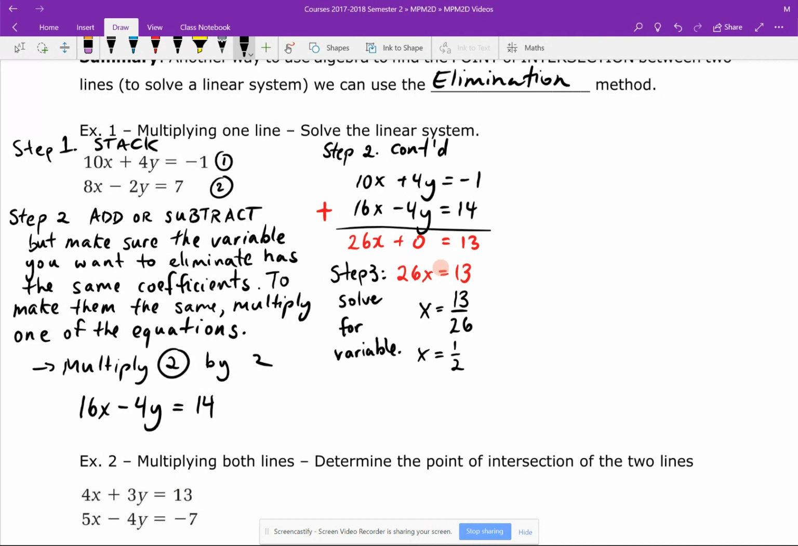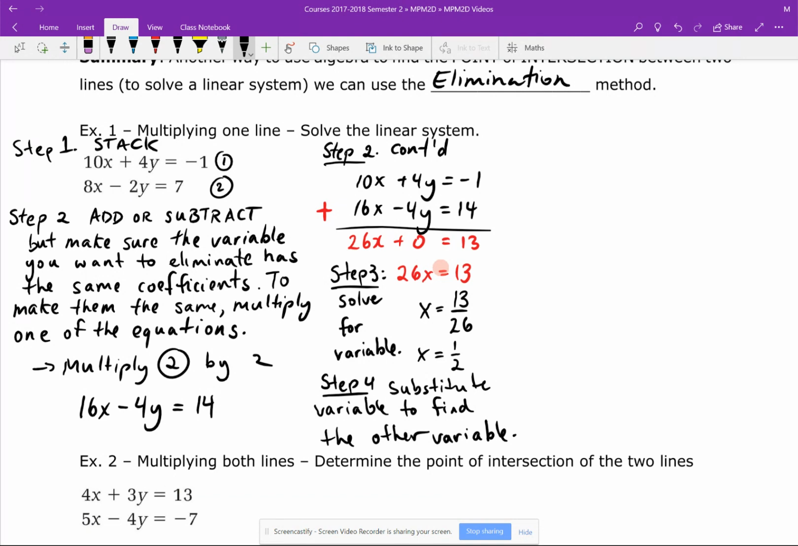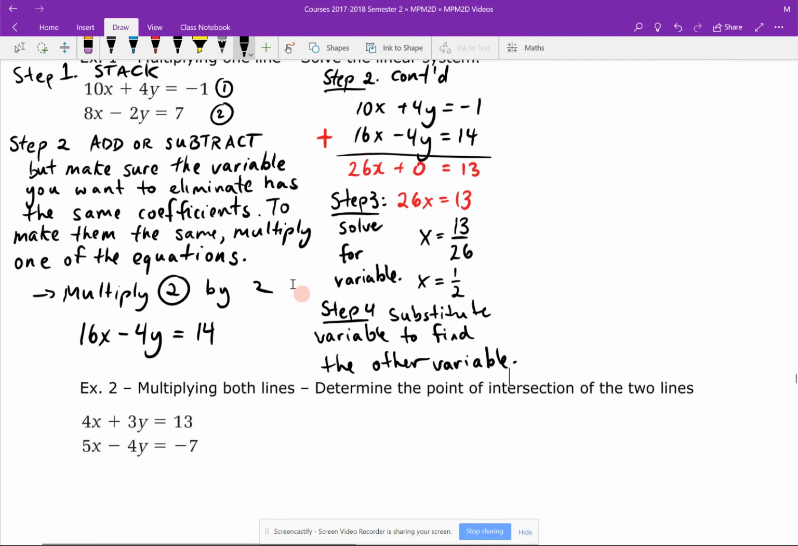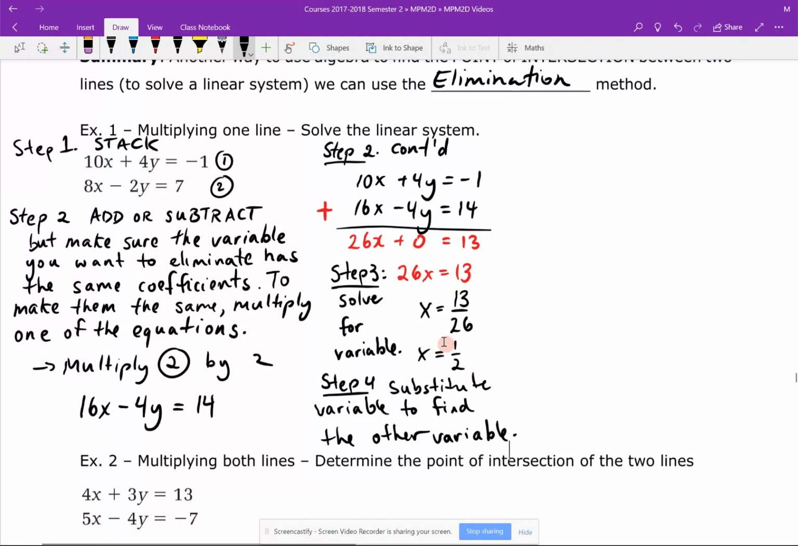Okay, what's step 4? Well, step 4, similar to substitution, you have to take this variable and substitute it back. So step 4: substitute the variable to find the other variable. So what does that look like? Well, you have to take your 1 over 2 and substitute it into any one of the equations that we had back in the beginning. You choose the simpler one.